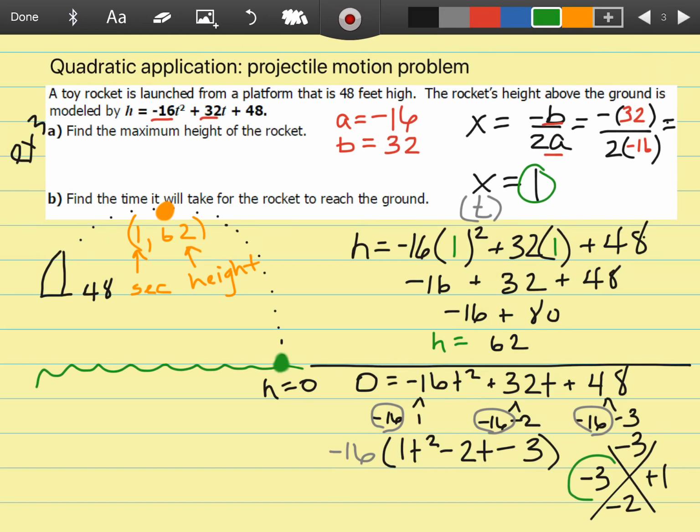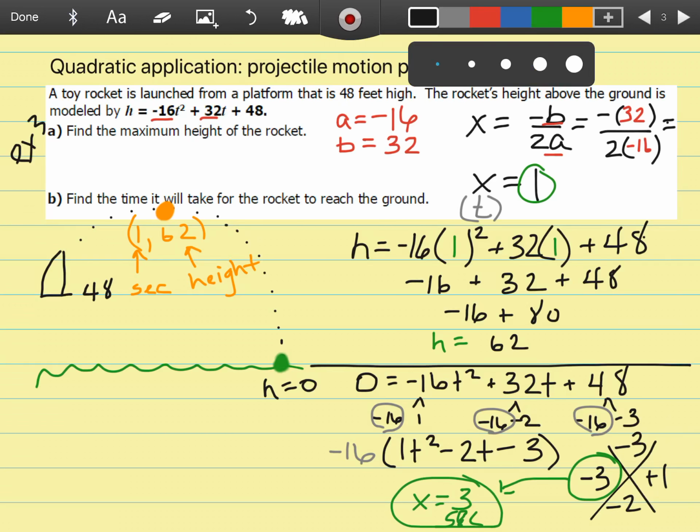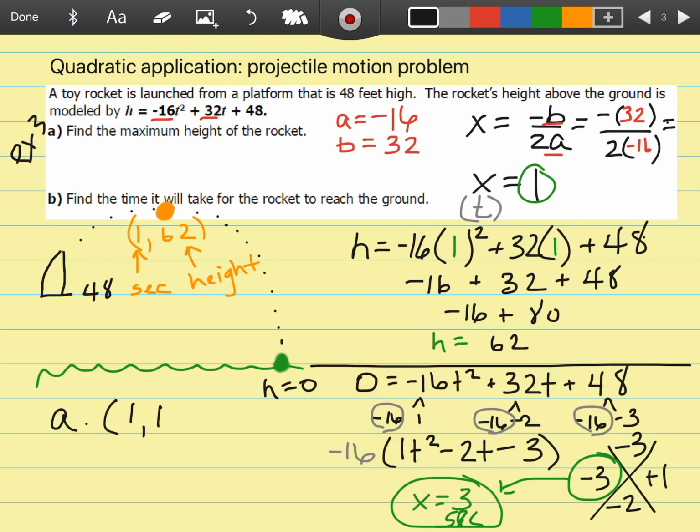So that one will require me to add 3 to both sides to solve it. So x equals 3 here. And what that means is it will take 3 seconds for that rocket to hit the ground. All right, so my final answer for part A was 1, 62. My final answer for part B is 3 seconds.